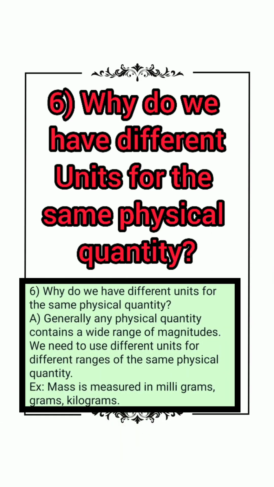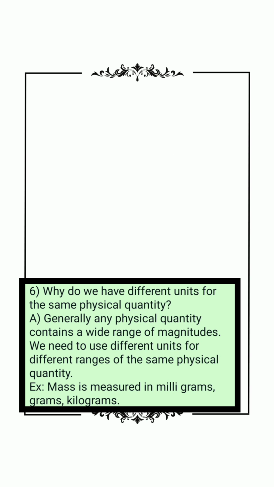6. Why do we have different units for the same physical quantity? A. Generally any physical quantity contains a wide range of magnitudes. We need to use different units for different ranges of the same physical quantity. Example: mass is measured in milligrams, grams, kilograms. Length is measured in millimeters, centimeters, meters, kilometers.